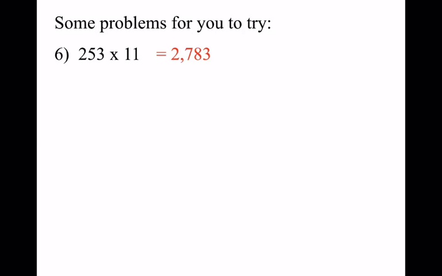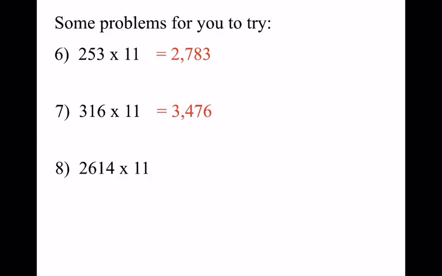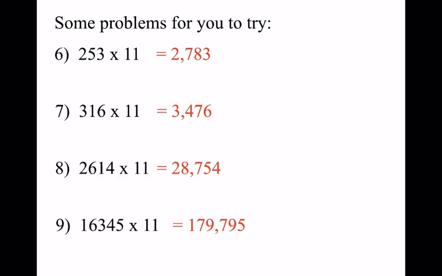Okay, 253 times 11 is 2,783. 316 times 11 is 3,476, utilizing the 11's trick. 2,614 times 11 is 28,754, and 16,345 times 11 is 179,795. So that's the first trick for today.